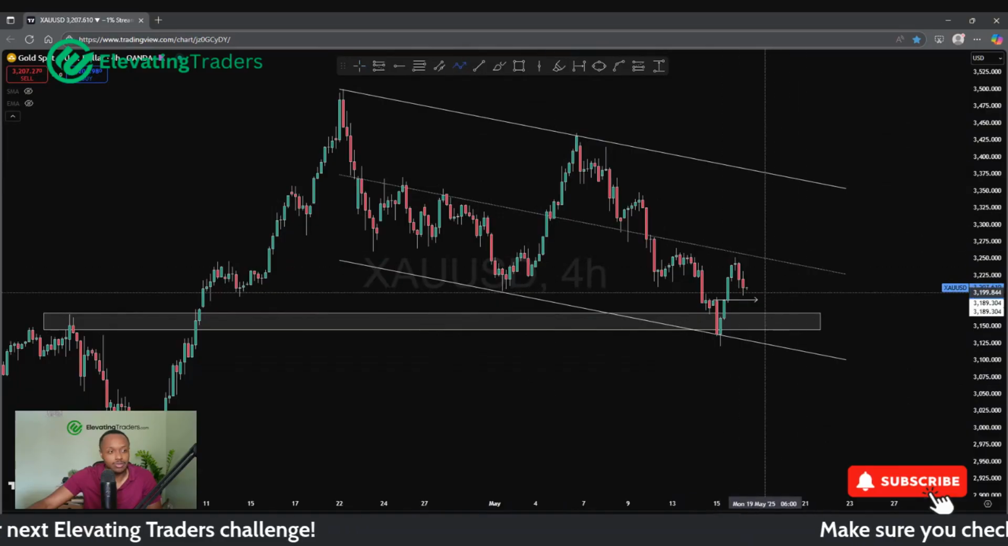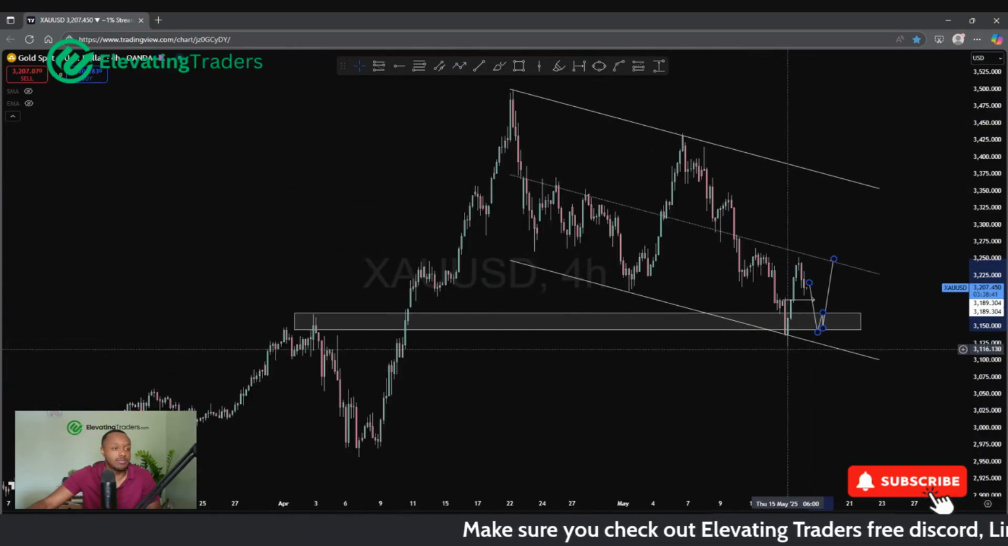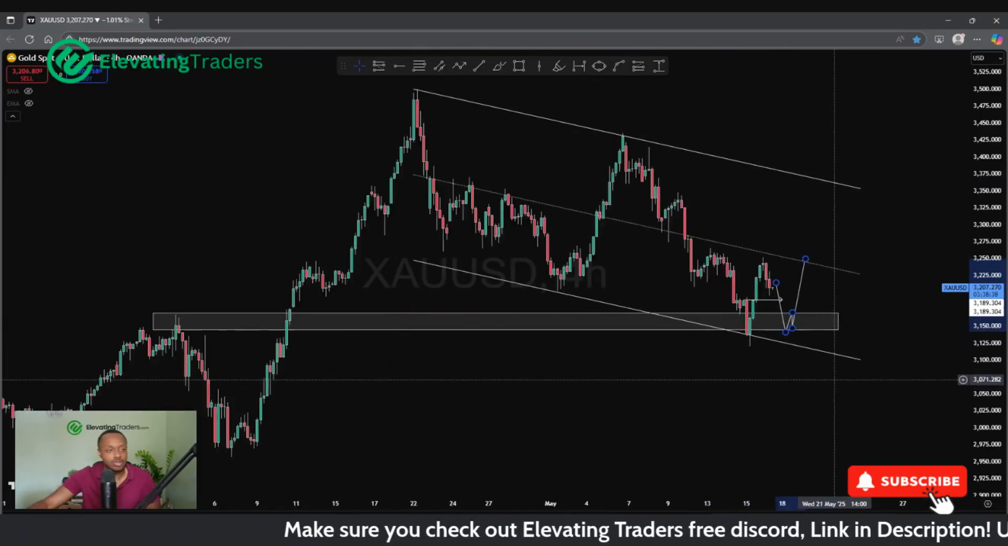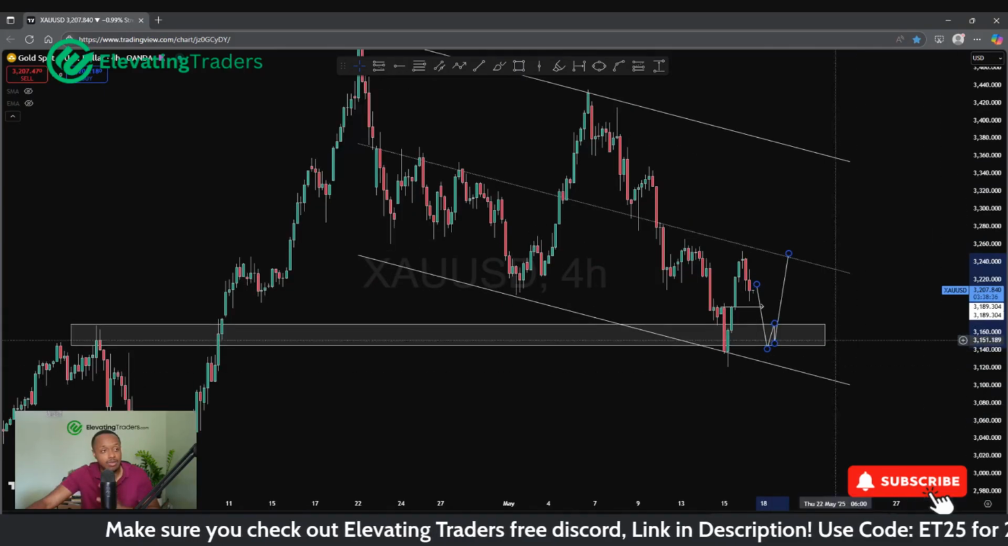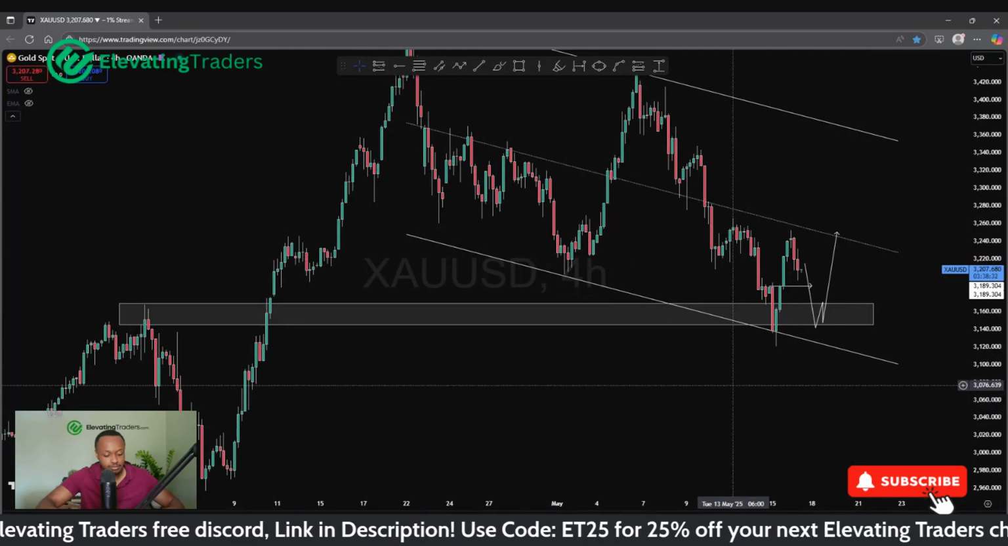I'm hoping to see if gold can come back down into support, potentially double bottom, and that could be something that gives me a better entry and a better stop loss for the position. But the idea is still the same. As long as gold can hold this confluence, looking for a rally to the upside.